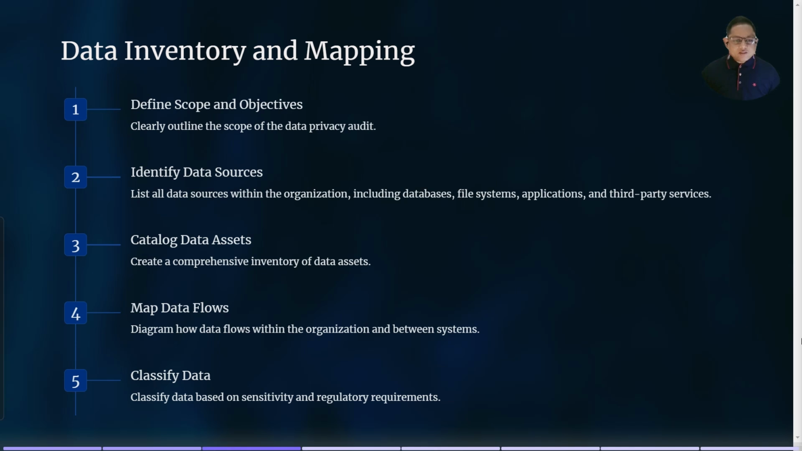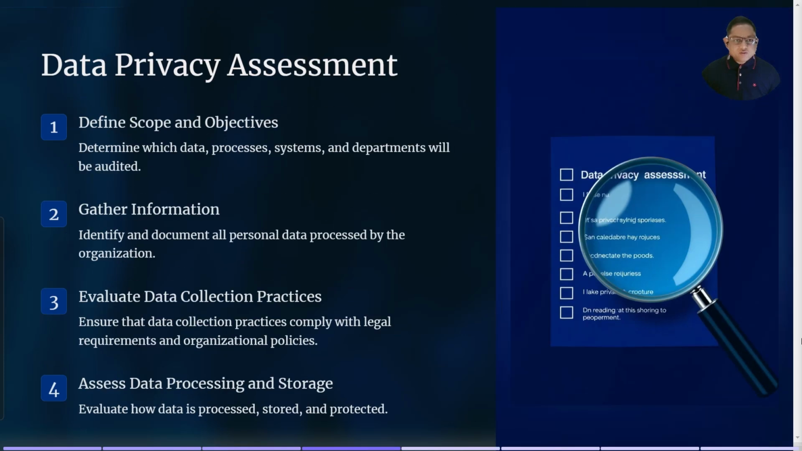Third, catalog data assets. Create a comprehensive inventory of data assets. Fourth, map data flows. Diagram how data flows within the organization and between systems. Fifth, classify data. Classify data based on sensitivity and regulatory requirements.